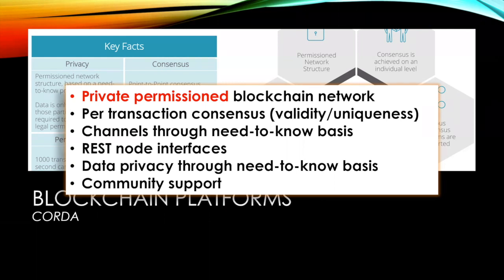For channels, it uses need-to-know bases, which is really just, if you think about groups of people on any computer network, if you create a group on a shared network folder on your local network, that's a need-to-know basis type of approach. So Corda's channels are doing the same thing. You create a group of users within your blockchain network, and you say that these are the ones that have the need to know into this particular set of data or set of functionality. It also does its data privacy through the need-to-know basis, so it does the same thing.